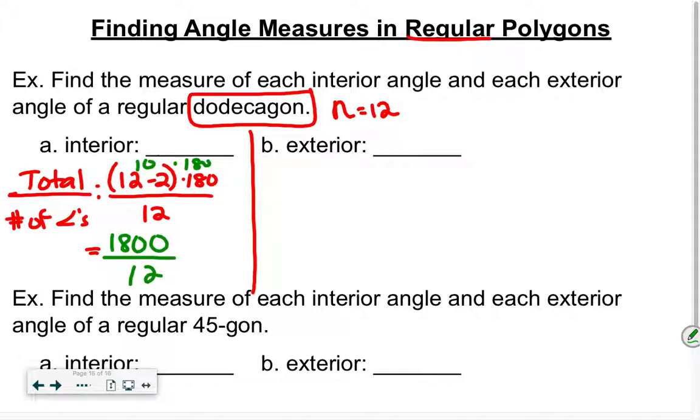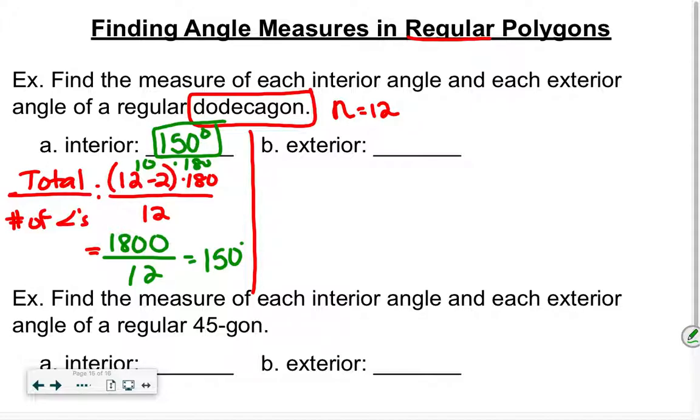Okay? 1,800 divided by 12 is what? 150. So in a dodecagon, if you want it to be regular, each angle would be 150 degrees if you evenly distribute it. You're taking the total that it has to add up to, which depends on how many sides it has, and dividing it by how many angles it has.